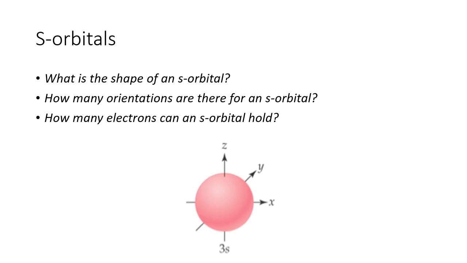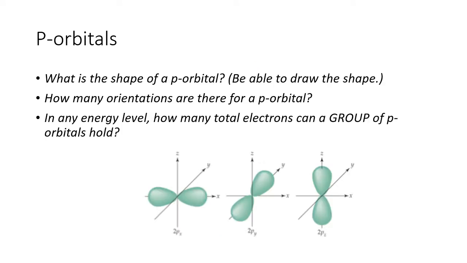There are four common orbitals that we are going to be looking at. The first one is an s orbital. I want to define what the shape of an s orbital is. An s orbital has this spherical shape to it that you see below. How many orientations are there for an s orbital? There's only one way to orient an s orbital in space because it is a sphere. And how many electrons can an s orbital hold? We will confirm later on that there are 2 electrons that can be held in any s orbital.